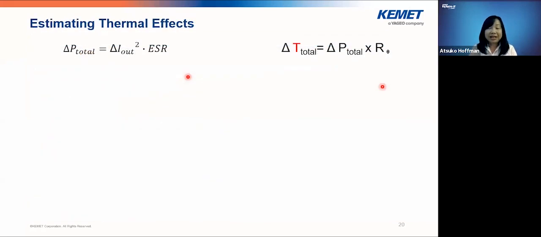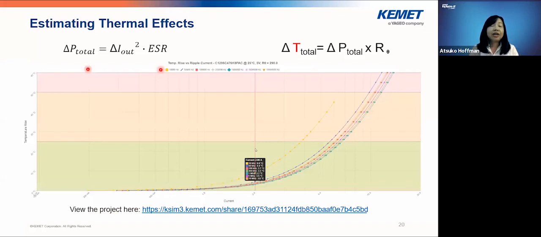Capacitors also dissipate power, and the temperature rise of the capacitor is determined by total power loss multiplied by the coefficient of thermal resistance of the component. And power loss is a function of output current and the ESR. We have a KSIM tool that gives you temperature rise versus current. You can even change the operating frequency and see the temperature rise for a particular part. So if you follow this link, it will show a very useful tool.